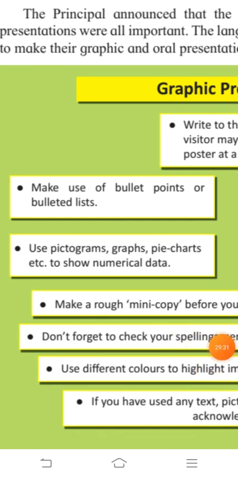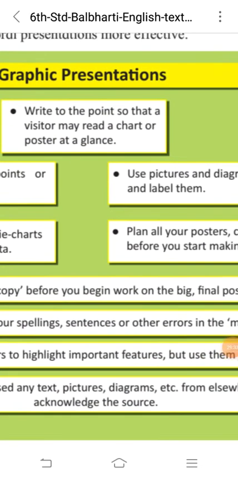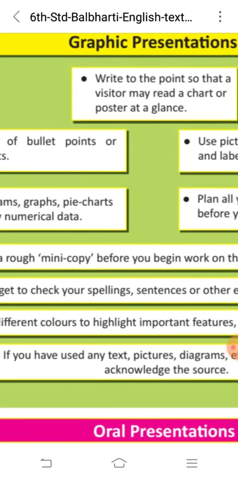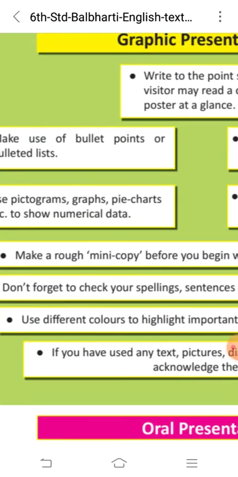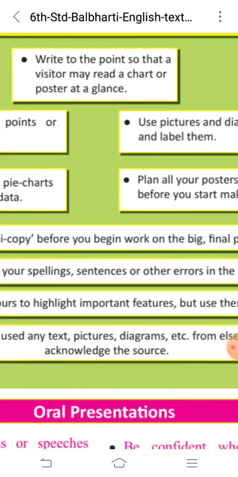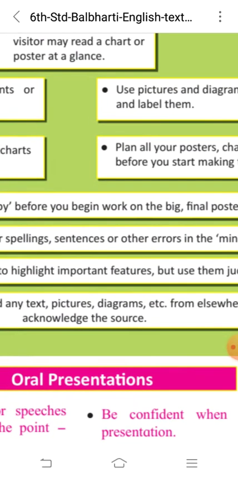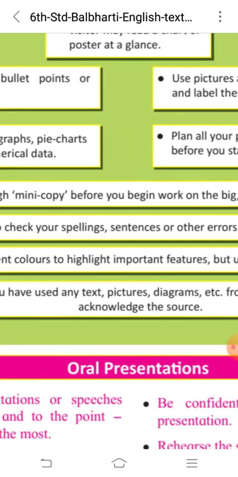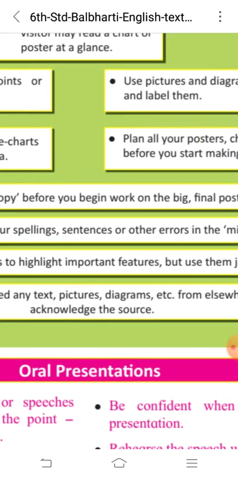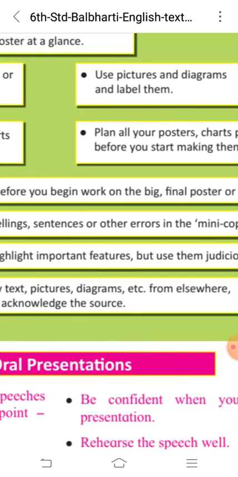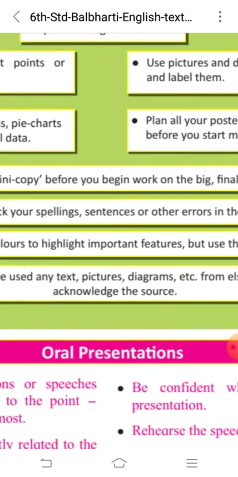Then make a rough mini copy. Make a rough mini copy means what? Before you begin work on the big final poster or chart, whenever you are doing a certain thing, you have to always have a small copy of it before you make a fair one. Don't forget to check your spelling, sentences or other errors in the mini copy itself. That means before making a fair copy, always check the spellings, the framing of sentences, or even other grammatical errors in the mini copy itself.